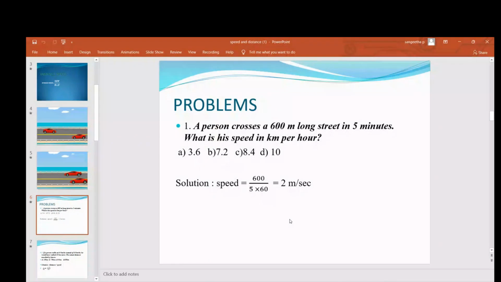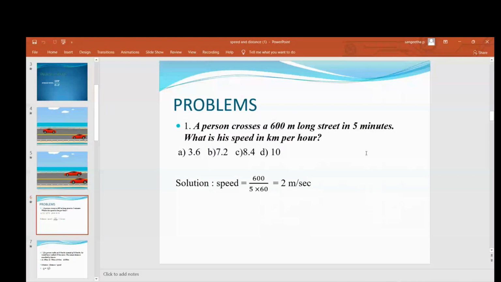You know the formula for speed is equivalent to distance by time. Distance is 600 meter, they have given, time 5 minutes. Converting 5 minutes into seconds means 5 into 60. Simplifying these two, I get 2 meter per second. So the option is 2 meter per second.